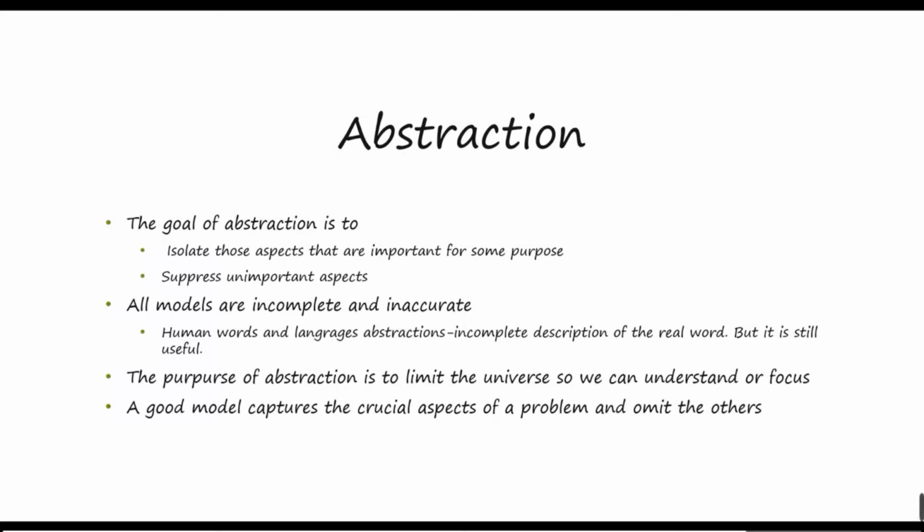Because you only tell someone else what you discussed with your friend, and when you met your friend. That's the important thing. It means abstraction is everywhere, and the purpose of abstraction is to limit the universe so we can understand or focus. It means we needn't talk about unnecessary things. And a good model captures the crucial aspects of a problem and omits the others. For the example, it means you just need to focus on when you met your friend, and what you discussed.